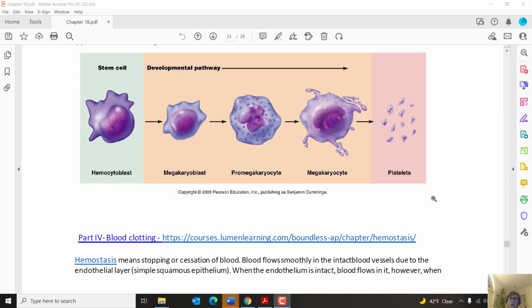But just pause for a minute and think about what if there is a cut inside your body, not on the skin, but inside of your body. The same process has to take place. We cannot lose blood internally as well. So stopping of blood, or cessation of blood flow, is called hemostasis.